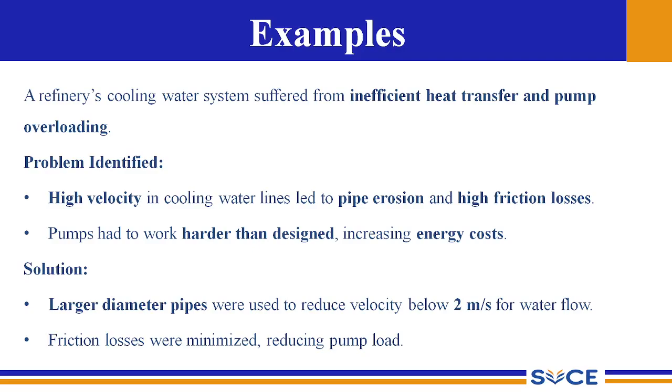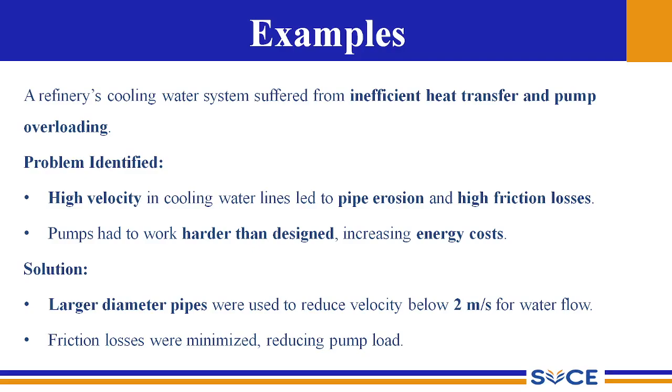The next example which may be considered here is a refinery's cooling water system. It is suffering from inefficient heat transfer and pump overloading. Pump overloading may be caused due to high velocity and friction losses. When a pump is required to transport the fluid at a high velocity, the pumping requirement is very high and the energy cost also increases. So the pump may be overloaded and forced to operate beyond its rated capacity. In such a case, we have to reduce the velocity below 2 meters per second for the water flow.